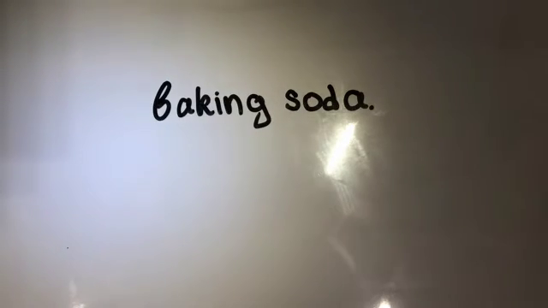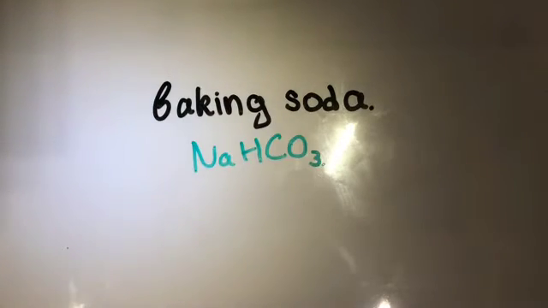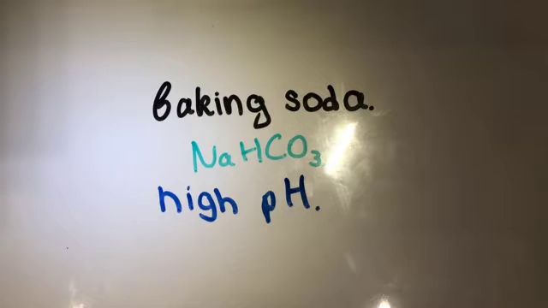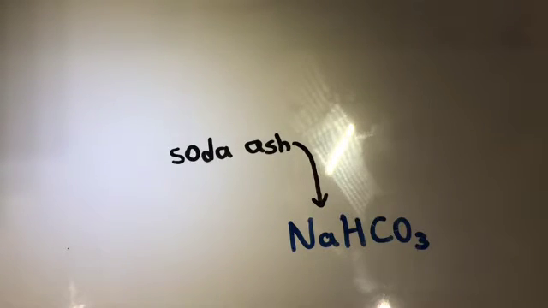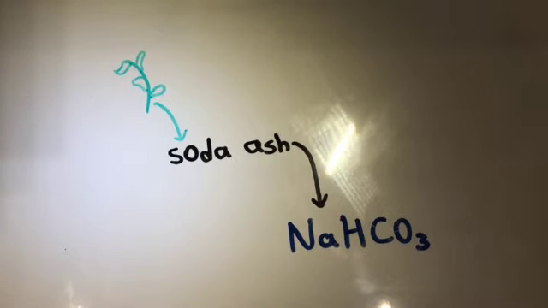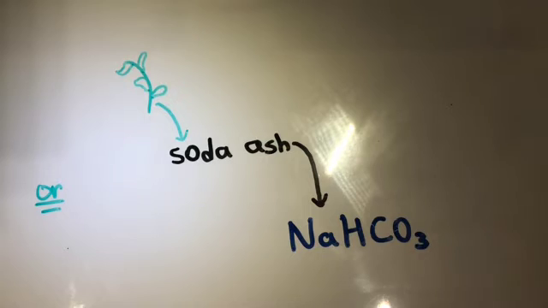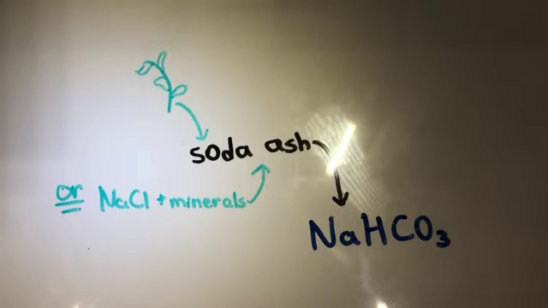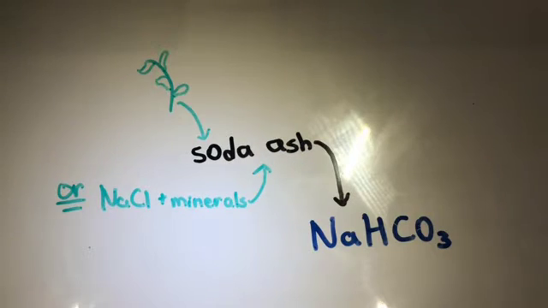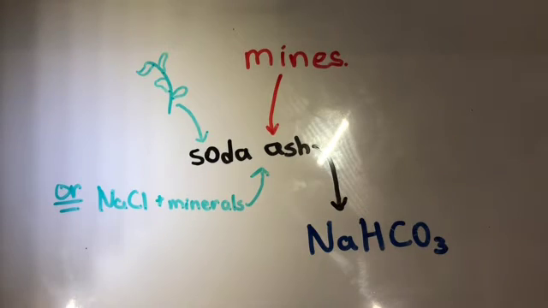One of those leavening agents is baking soda, which, if you were to give its chemical name, is sodium bicarbonate. It's a compound with a high pH, meaning that it is basic. It is made from soda ash, which at the time came from the ashes of sodium-rich marine plants like seaweeds, or it was made by synthetically reacting table salt, also known as sodium chloride, with other chemicals and minerals. Today, the compounds needed to produce soda ash and baking soda also come from mines.